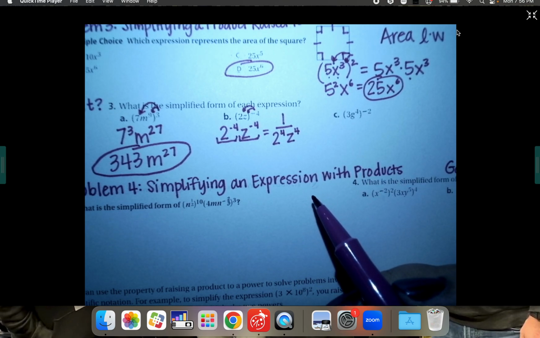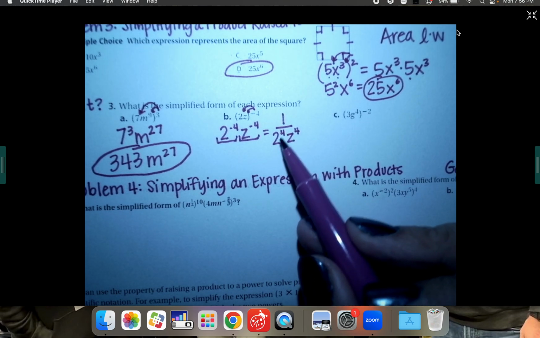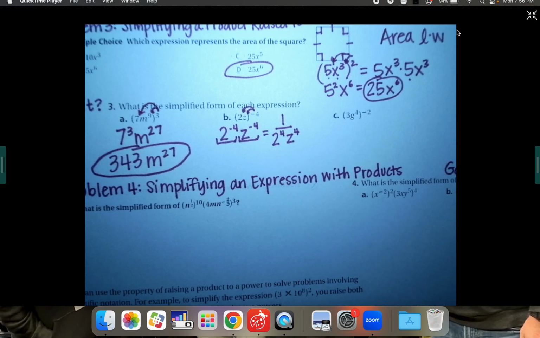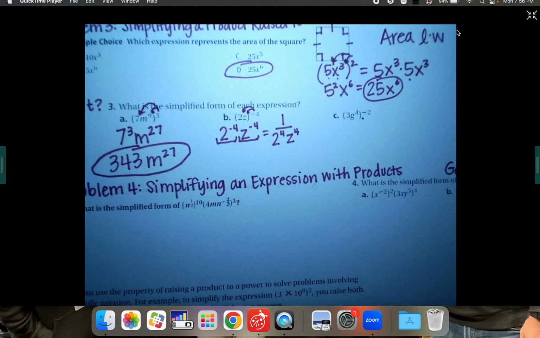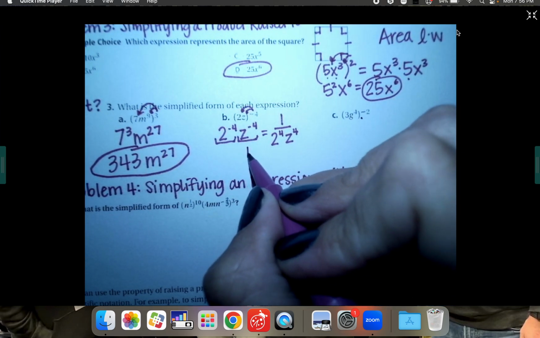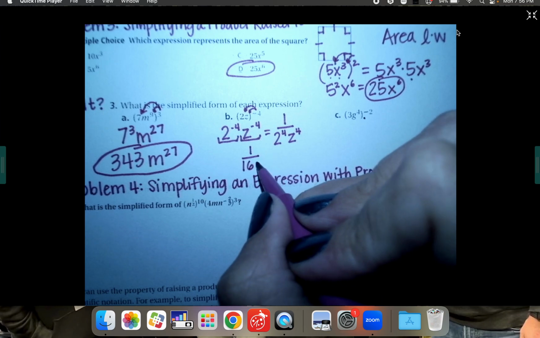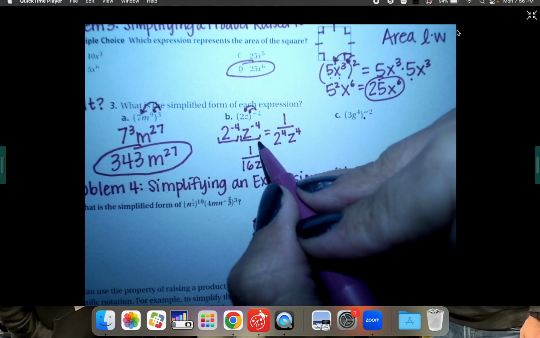And the only thing left to do is you can tell me what 2 times 2 times 2 times 2 is. So you can either type it in, or you can do 2 to the 4th power in your calculator to get 16. So the final answer is 1 over 16 z to the 4th.